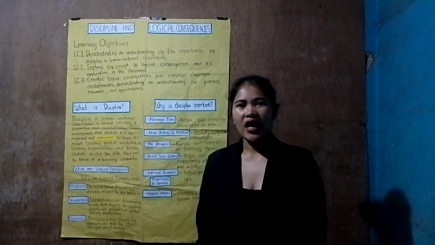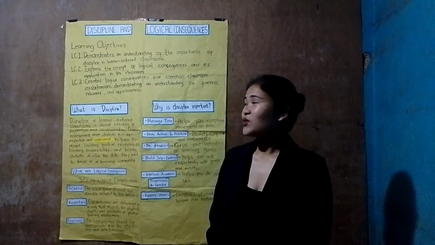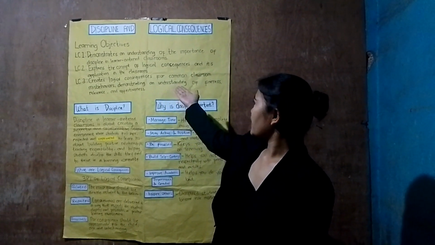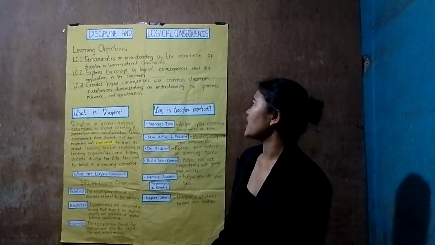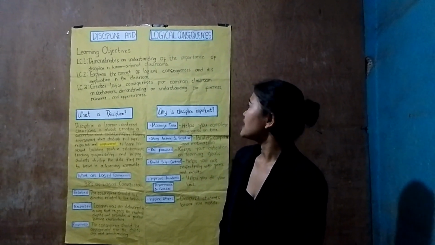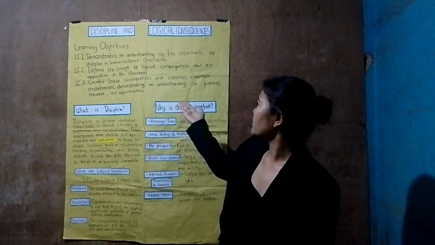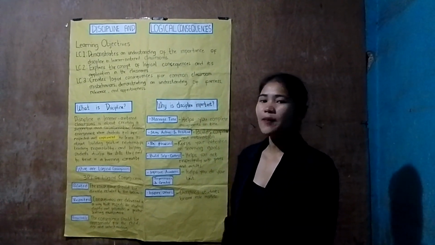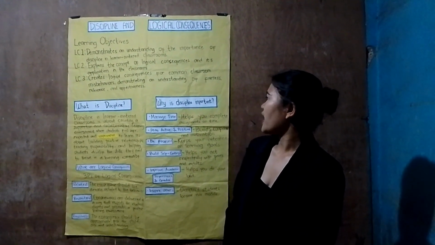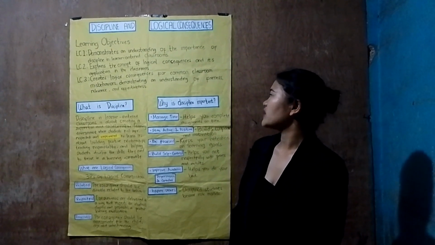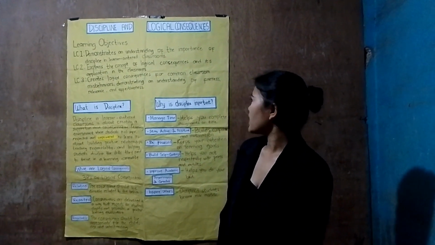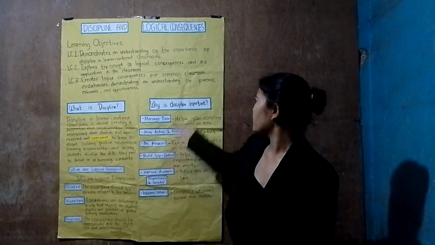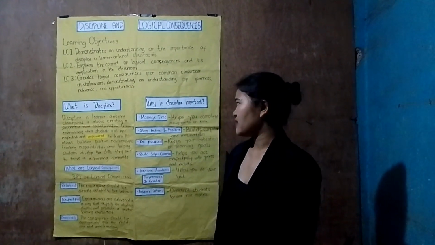So by the end of the facilitation, the student should first demonstrate an understanding of the importance of discipline in learner-centered classrooms. Second, explain the concept of logical consequences and its application in the classroom. And the last is to create logical consequences for common classroom misbehaviors, demonstrating an understanding of fairness, relevance, and effectiveness.